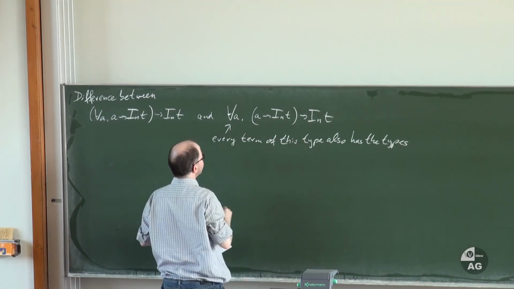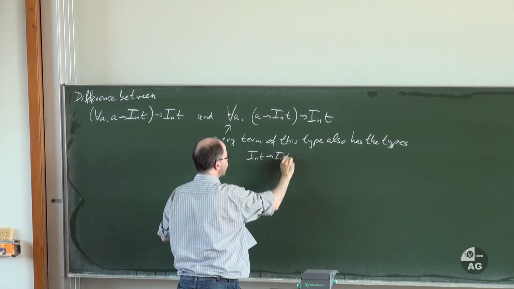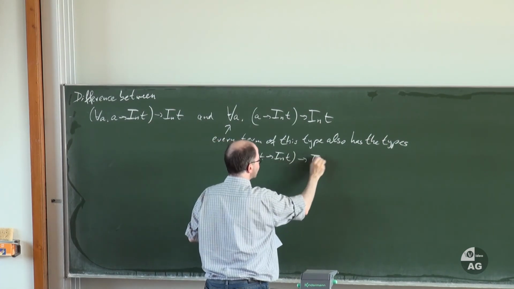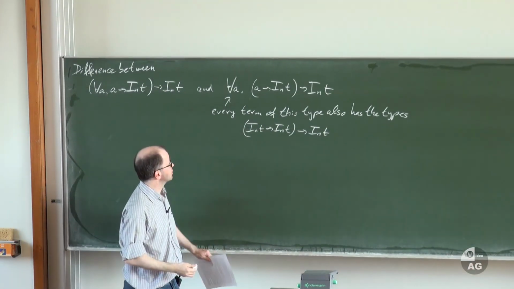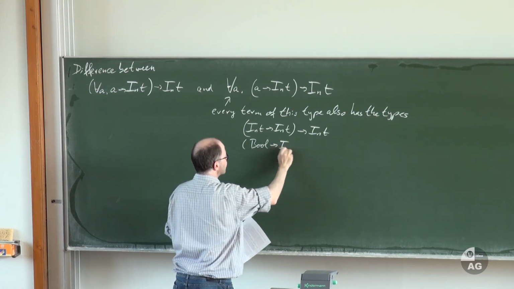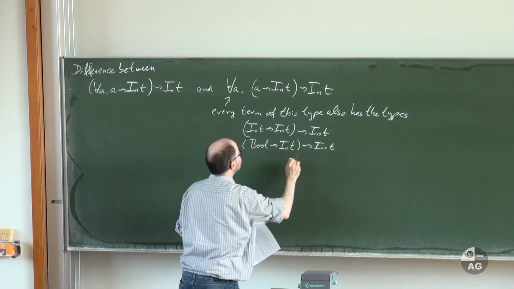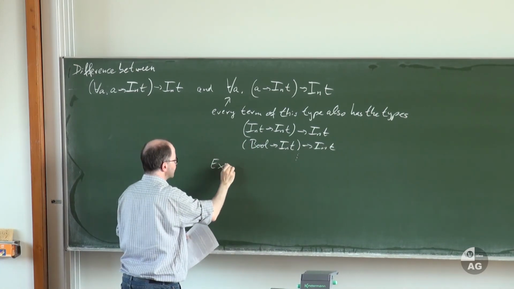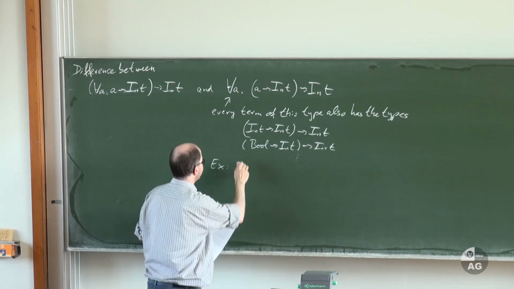well, if I instantiate a by int, then I, for example, get int to int goes to int. So I can apply this thing to functions that map only integers to integers, or I can also apply this to functions that map booleans to ints. So an example for a term with this type would, for instance, be the following thing.